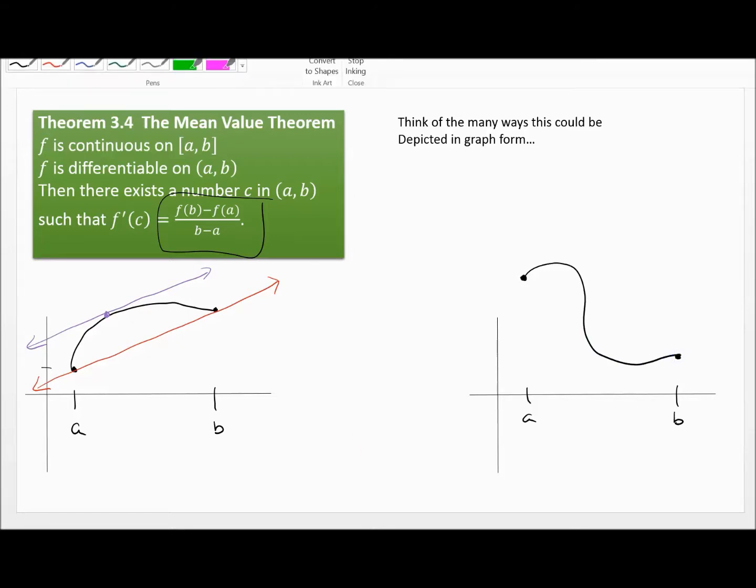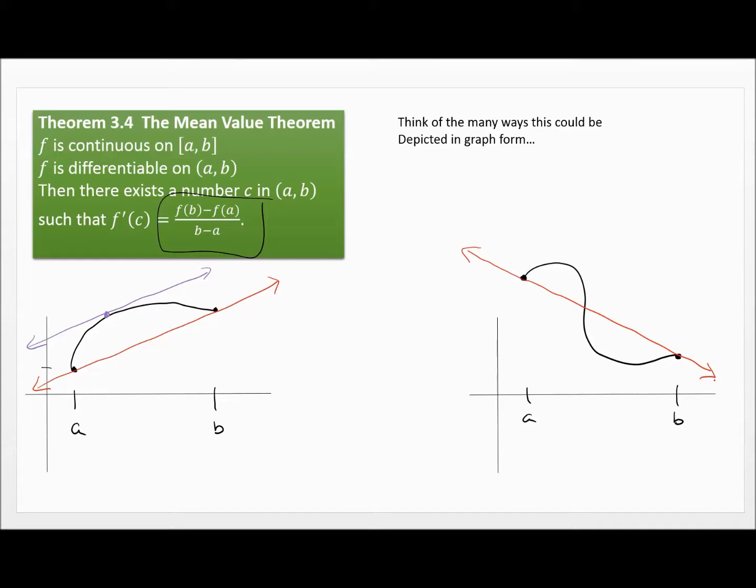Now, first of all, my f of b minus f of a over b minus a, I'm going to do that in red. So when I connect those dots, my dog Beeford, he's pitching a fit again, I'm sorry. So when I connect those dots, it looks like that.